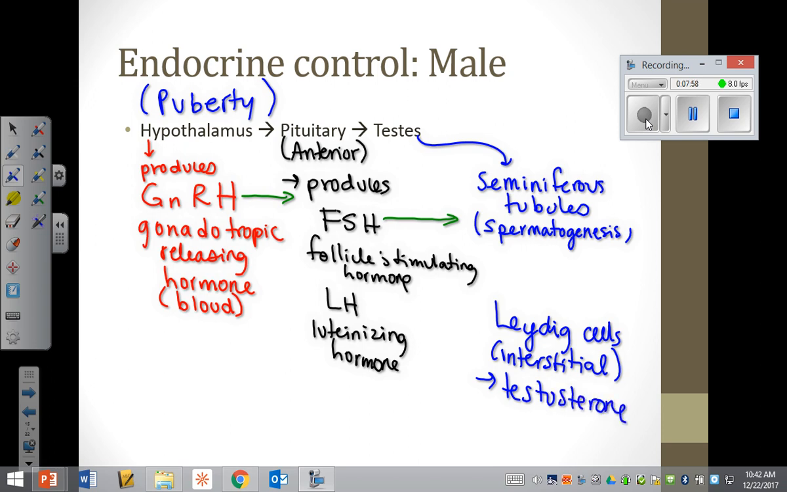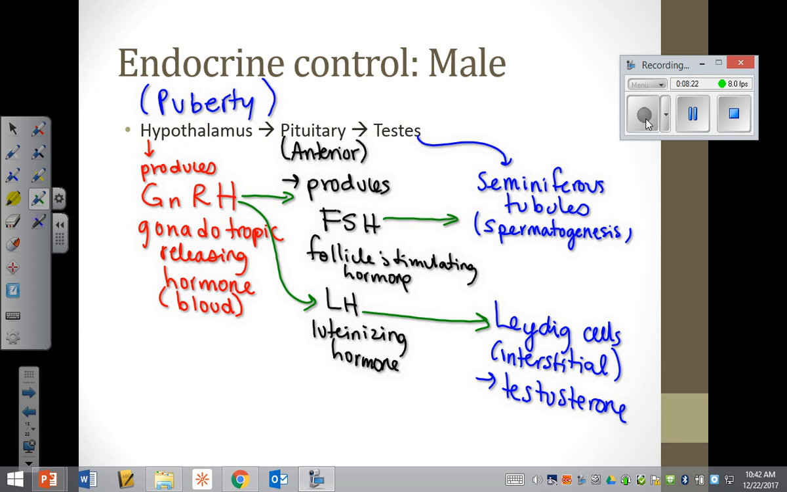So if I follow this pathway here, that's my pathway. GnRH also stimulates the production of LH in your pituitary, which stimulates Leydig cells to produce testosterone. Now, so far, does anyone want to ask any questions?